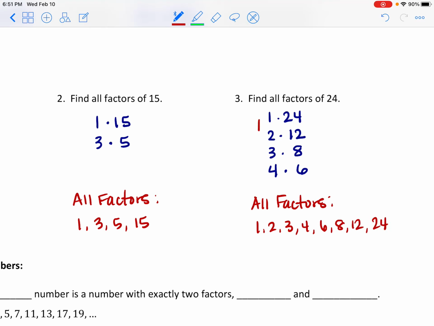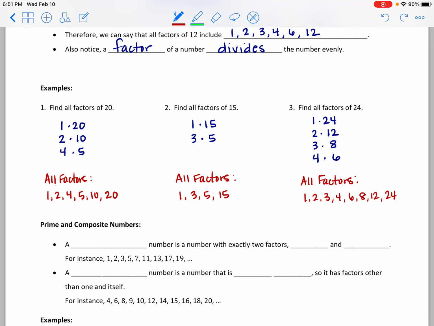So notice when I'm listing them out, I'm going this way with the list, okay? And there they are, captured all of my factors. Now, some of those factors are prime numbers, and some of those factors are composite numbers, and it's important for us to know the difference between those two.